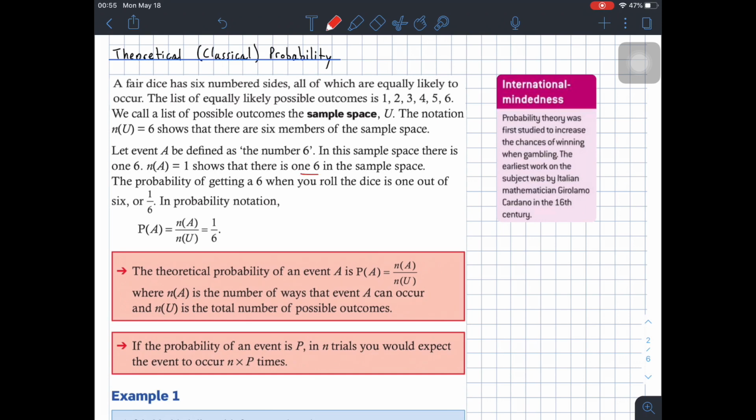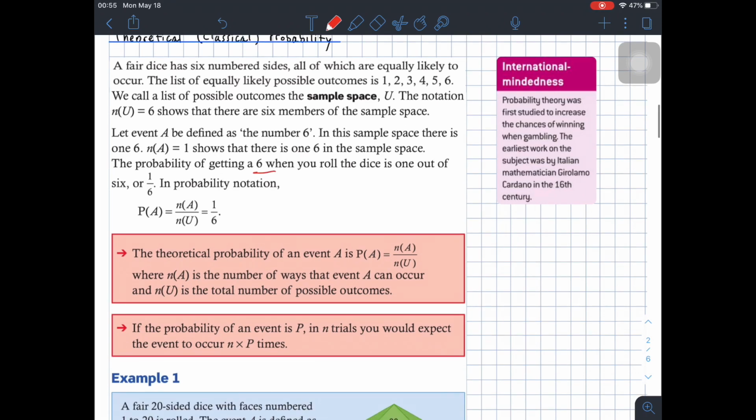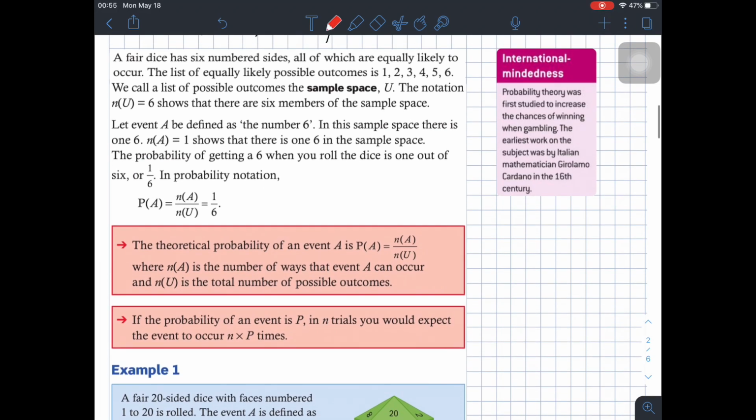It shows that there is one 6 in the sample space. The probability of getting a 6 when you roll a dice is 1 out of 6, right? 1 out of 6. In probability notation, it is written this way. It's the number of alternatives for a particular event A divided by the number of alternatives I have in the universe, right?